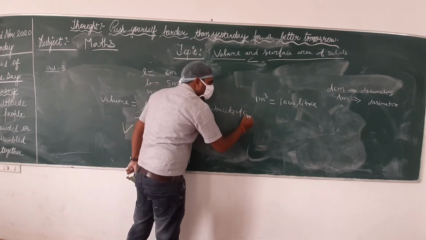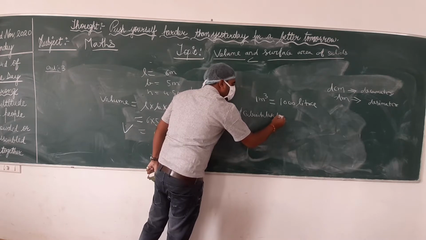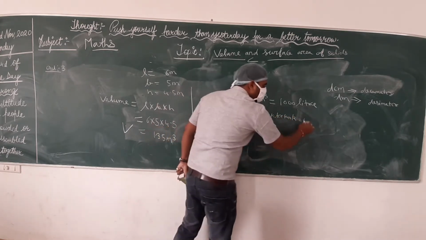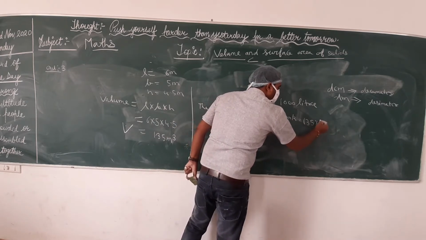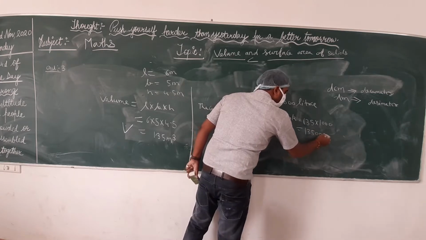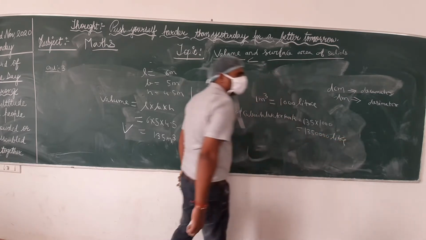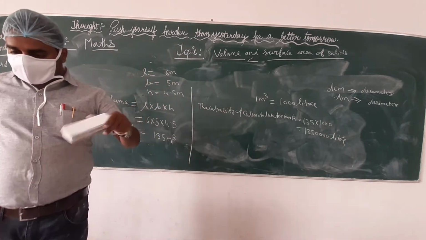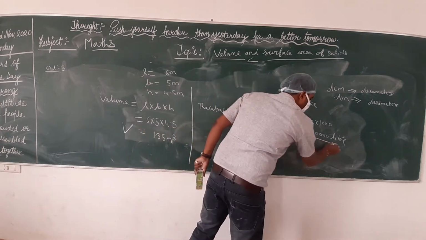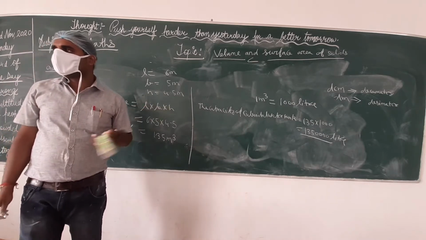of the cuboidal water tank equals 135 multiplied by 1000. It means 135,000 liter. I have to mention here liter. It means in this type of water tank, the capacity is 135,000 liter. It will contain 135,000 liter.